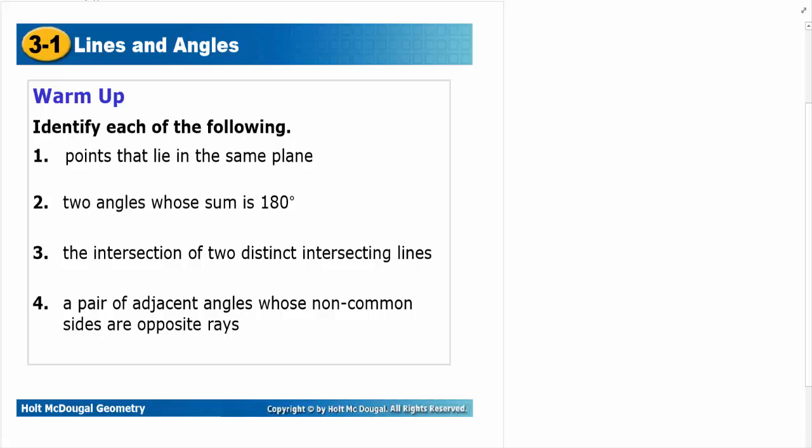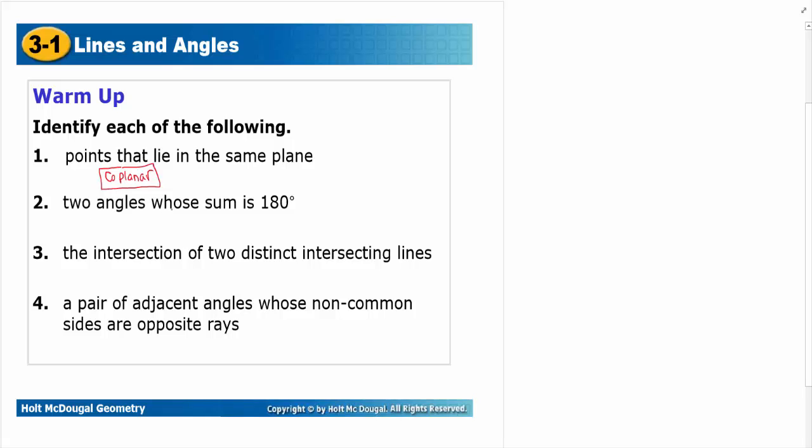Alright, so number one, again what we're doing is just identifying each of the following. So we want to do vocab here. We have points that lie in the same plane. So we want to use the definition for points that lie in the same plane. This one you should have had coplanar. Again, just knowing your definitions.